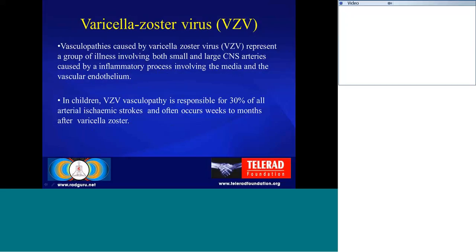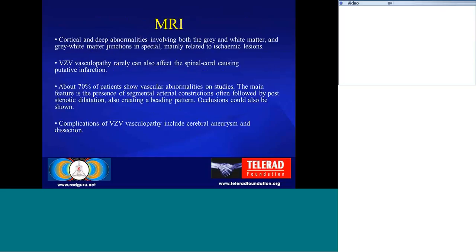In any case of children and neonates, if you are finding arterial ischemic infarcts, that too occurring over weeks, we should always suspect Varicella-zoster infection. In children, Varicella-zoster vasculopathy is responsible for 30% of all arterial strokes and often occurs weeks or months after Varicella-zoster infection.